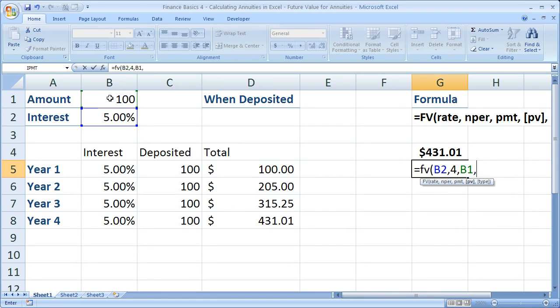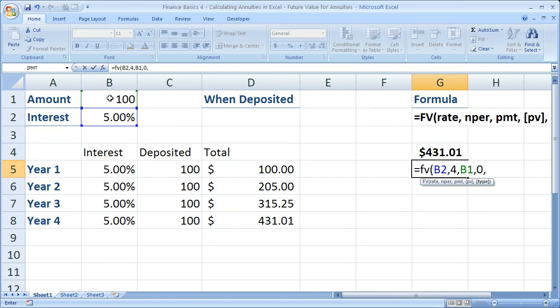Now, if we had a certain amount of money already in the bank account before we started depositing our money, say we already had $1,500, our present value would be $1,500. But we don't have anything in there, so we're going to leave that blank. So you could just put a 0 there.